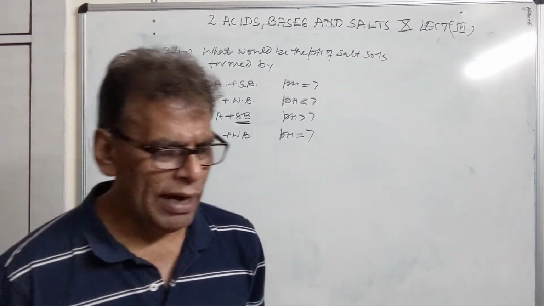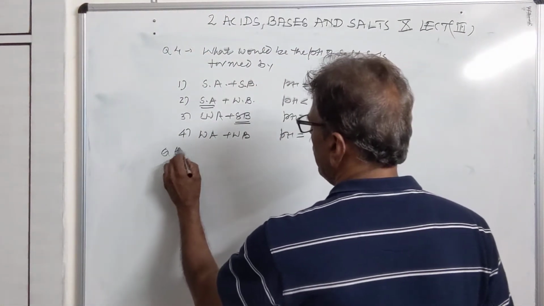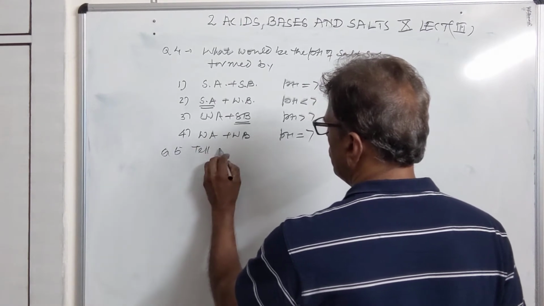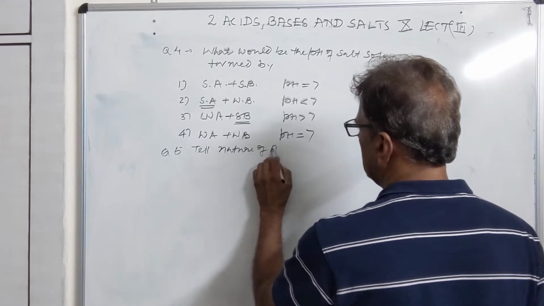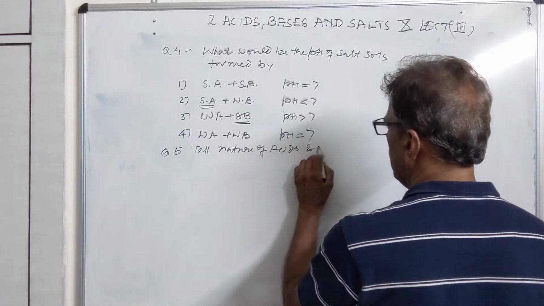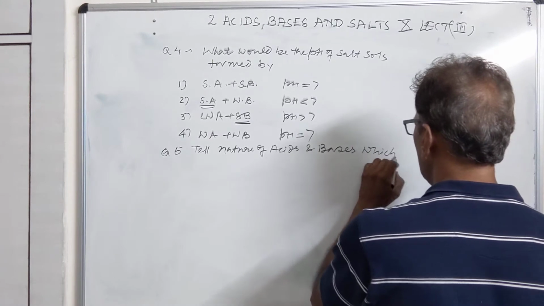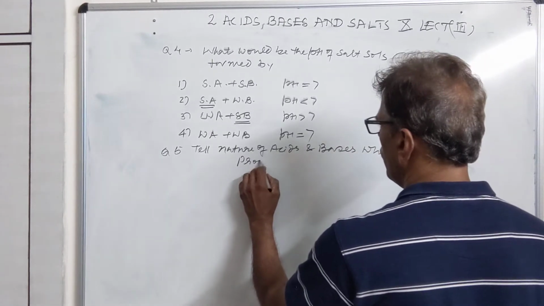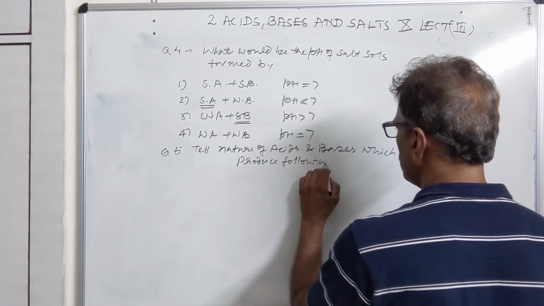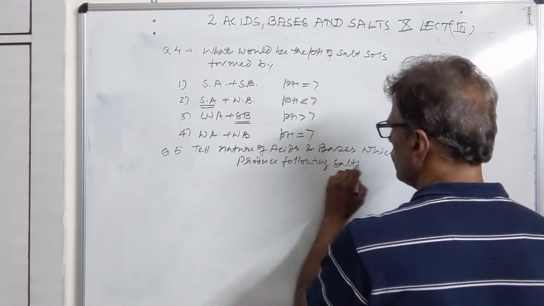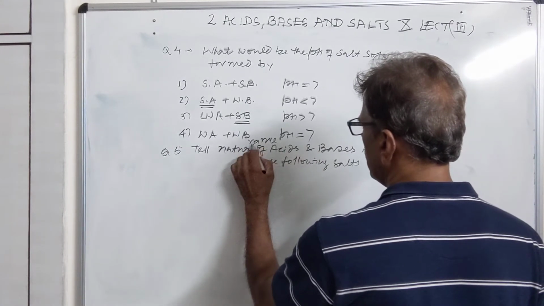Now we have another question. Question number 5: tell the nature of the acids and bases which produce the following salts. Nature and name of these acids.